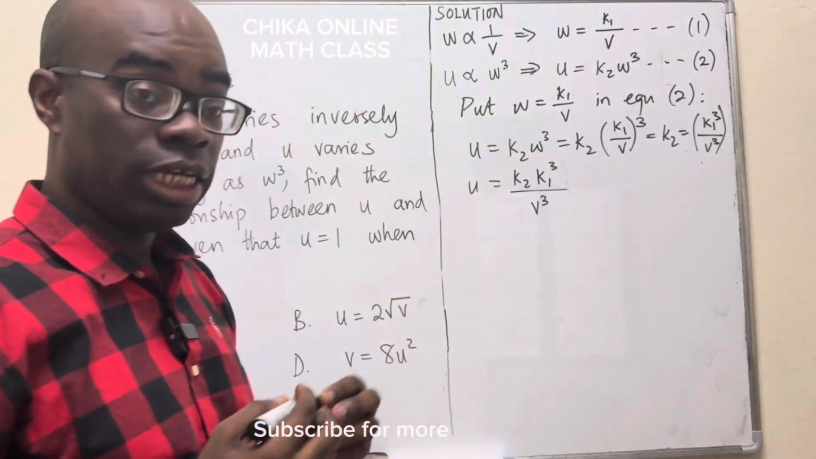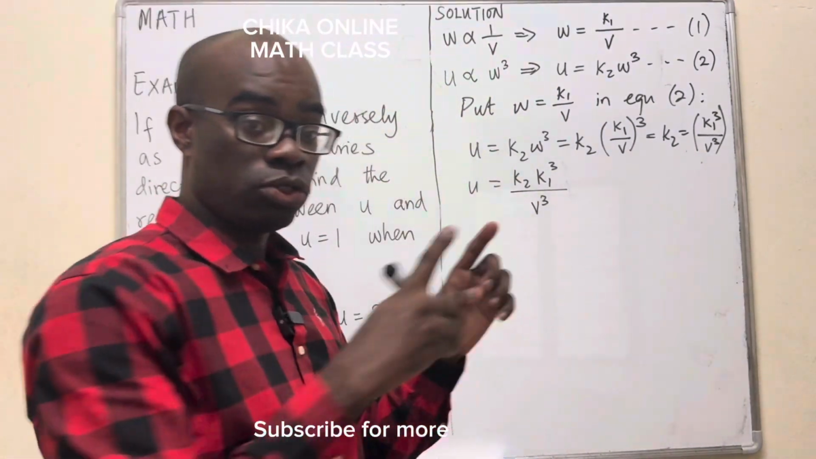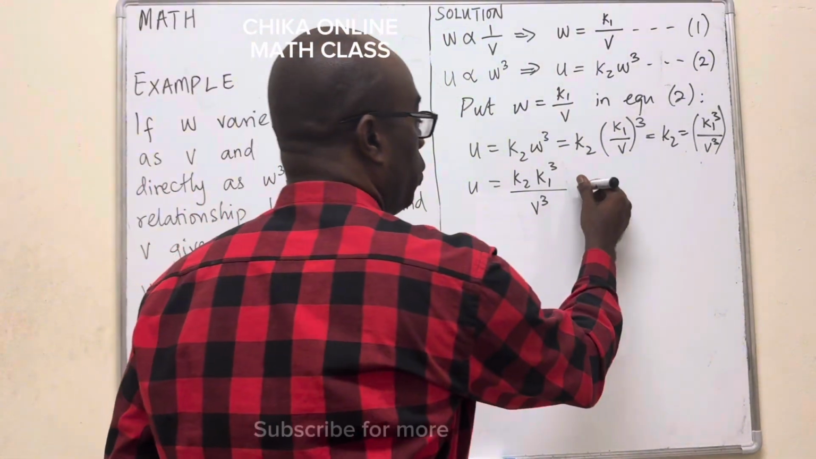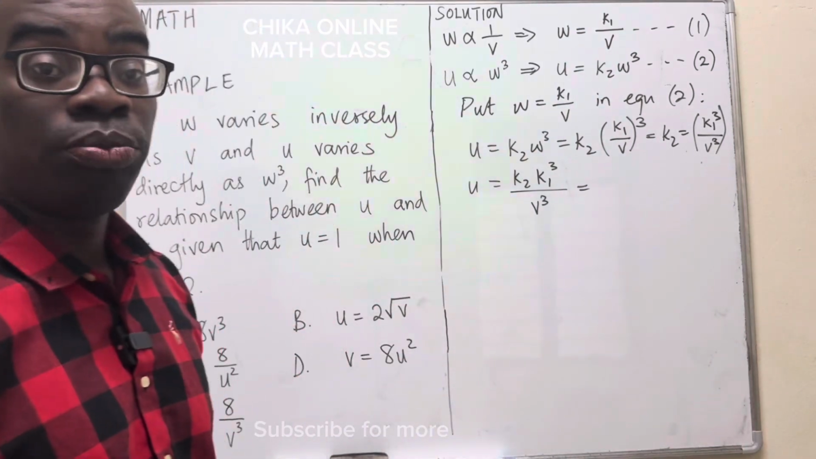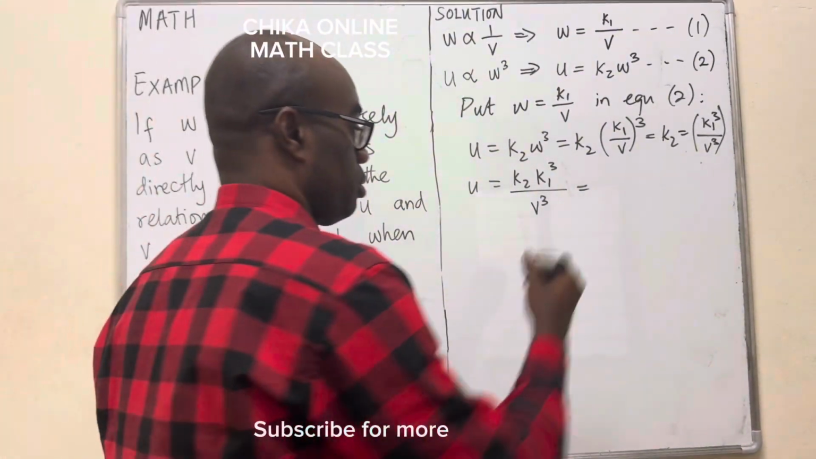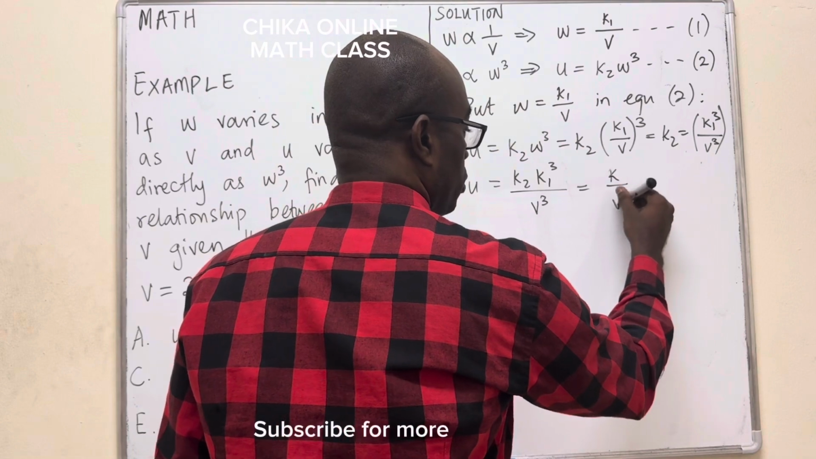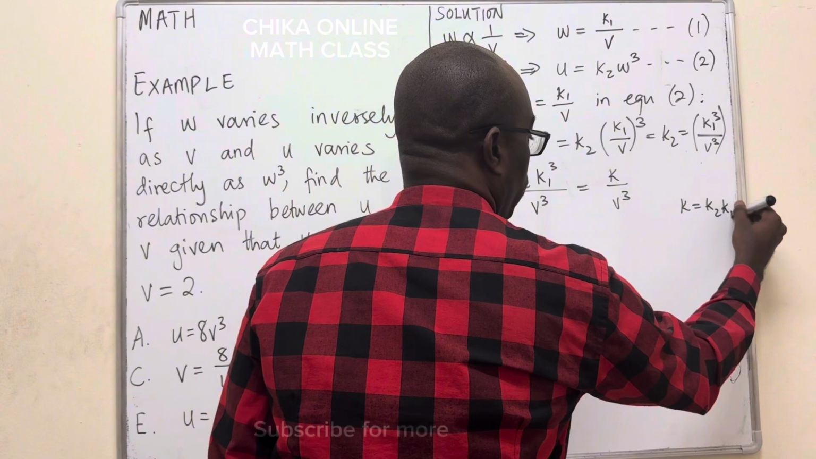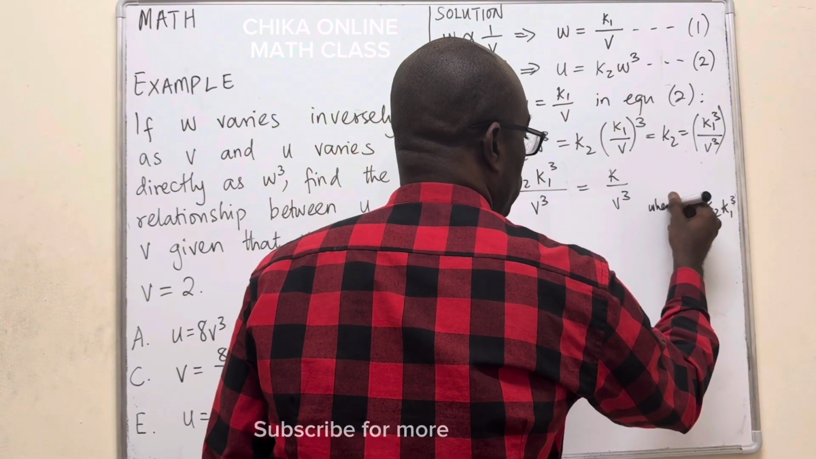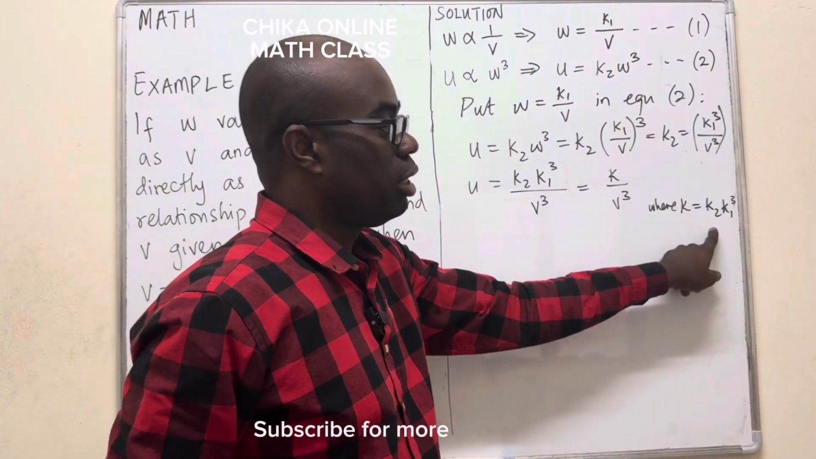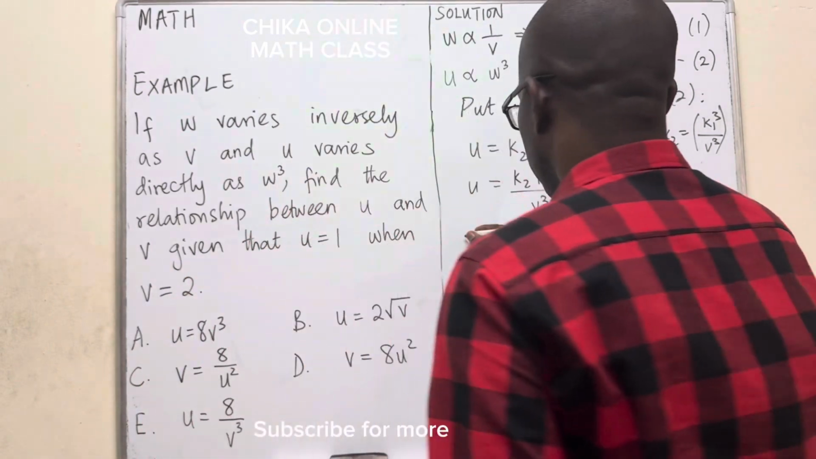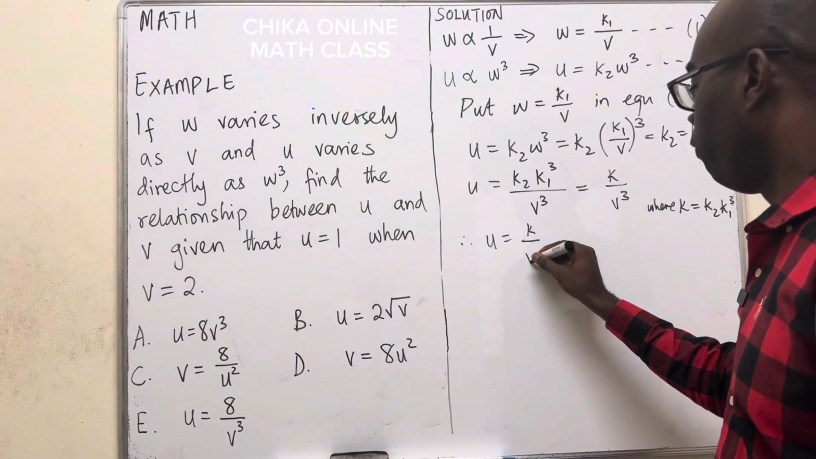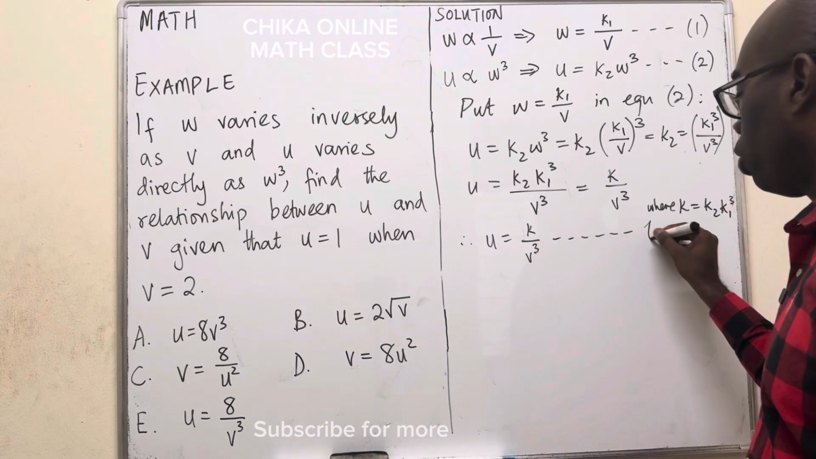Now k2 is a constant of variation, k1 cube is also a constant, and constant times constant is another constant. So we will call k2 k1 cube another constant, k. Okay, so k is equal to k2 k1 cube. Therefore we have the law of variation, u equals k over v cube. We'll call this equation 3.